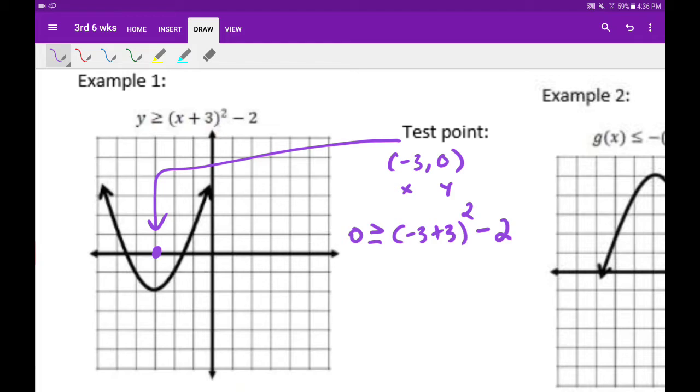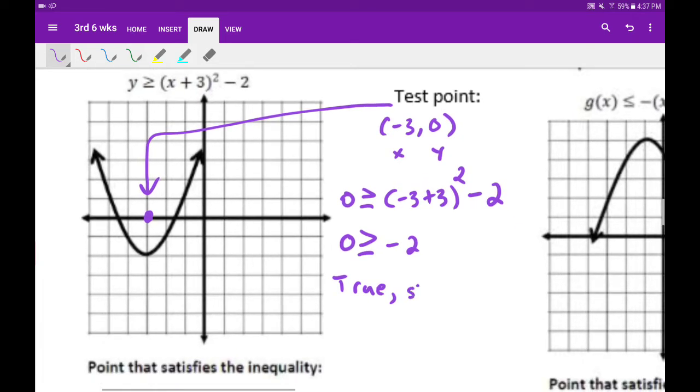So now I'm just going to work out the right side, which, if I put all this right side in the calculator, it's going to give me a -2. All right, so 0 is greater than or equal to -2. This is true, which means we're going to shade inside. Okay, so all this shaded area inside my parabola, including the parabola itself, is part of the solution.